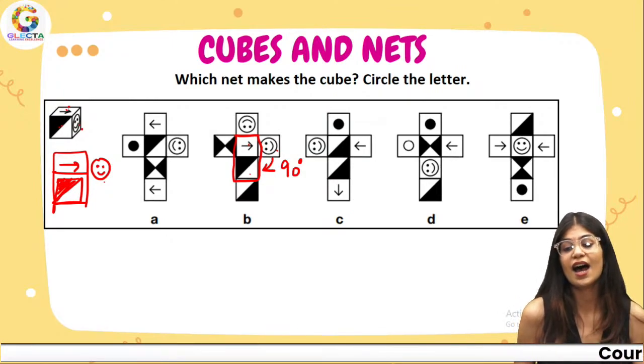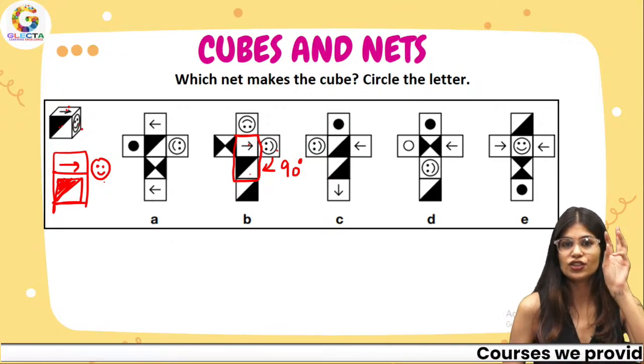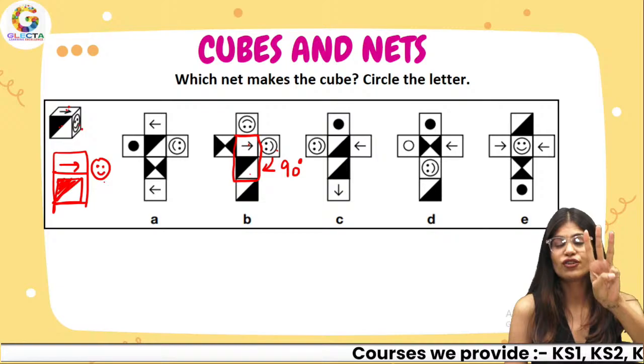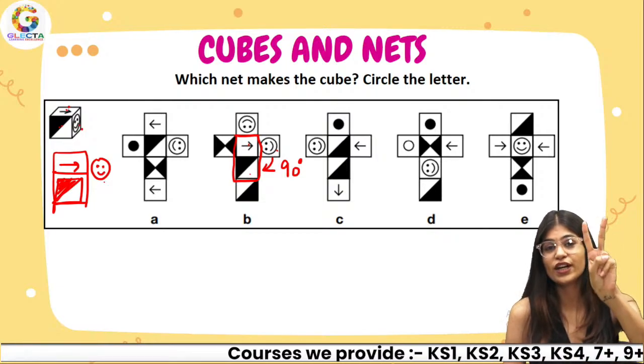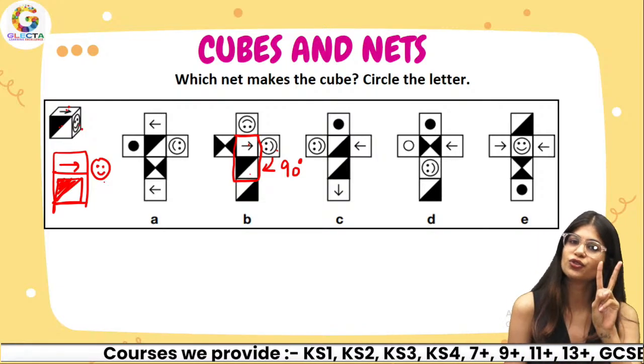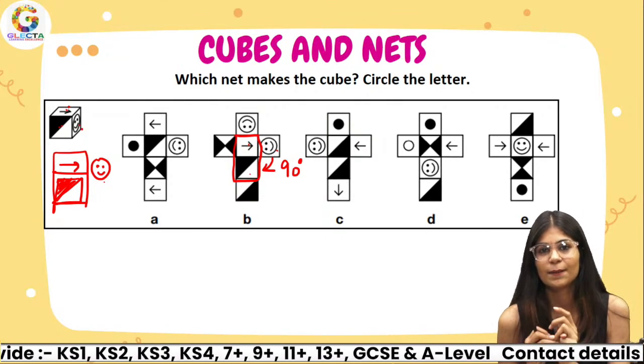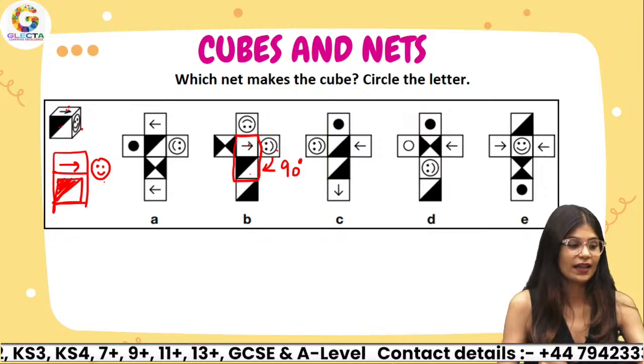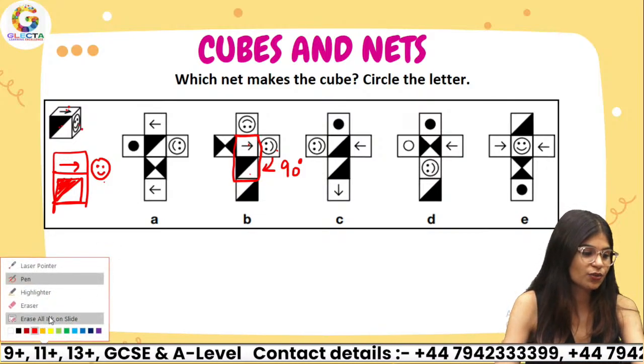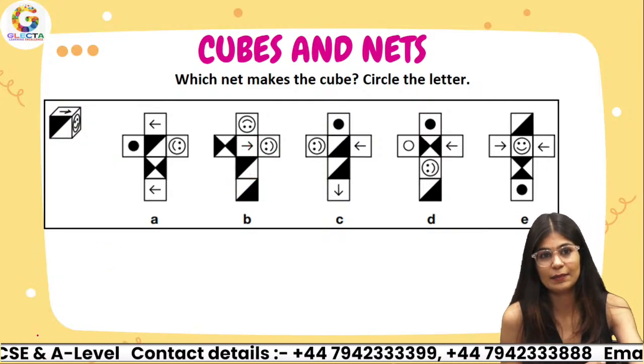Now this is how you do it, always. Just look at the three faces, try to find out two which are already in place. Once you do that, adjust the third one and see if it fits. Easy enough now? Now I want you guys to try the next question on your own within the time limit.